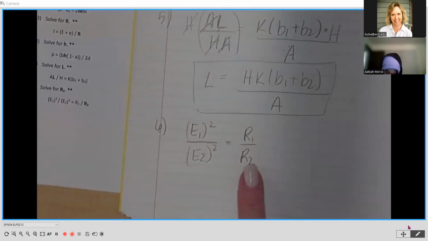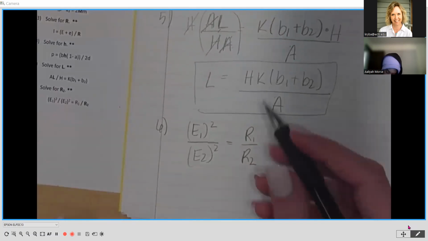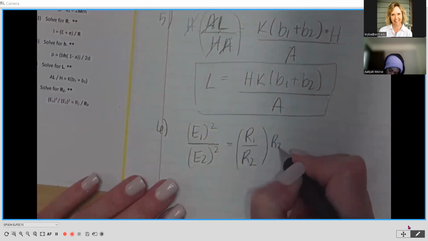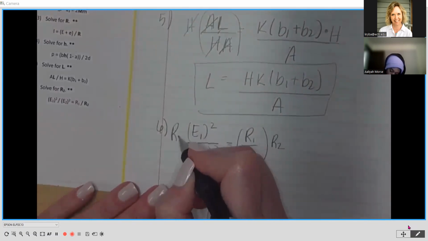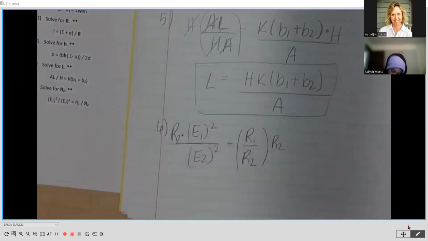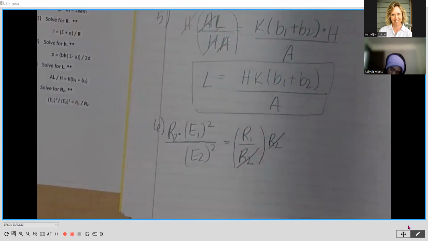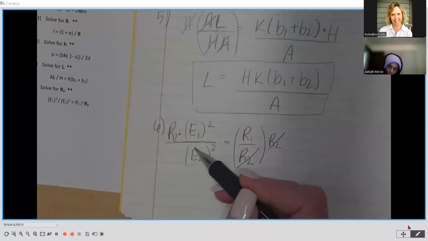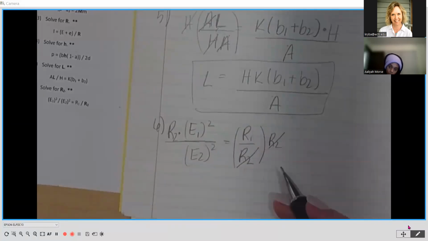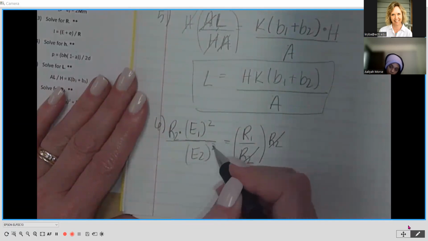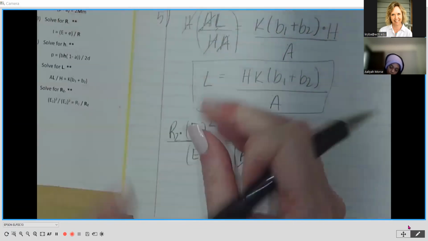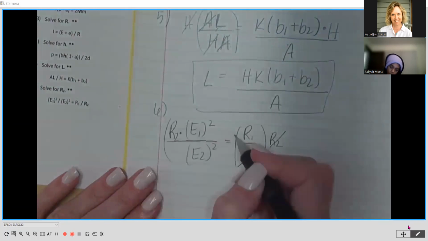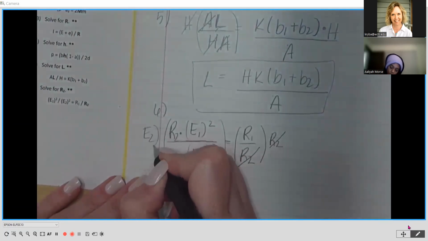So we need to first get that up in the numerator, right? So to get it up in the numerator, I'm going to multiply both sides by R2, right? So R2 comes over here. All right. So R2 cancels out. And then now I need to get R2 by itself on the left-hand side. So that means my E2 squared, it's in the denominator down here. It needs to be multiplied by both sides, right? So I am going to move my E2 squared up here. I'm going to multiply by E2 squared.